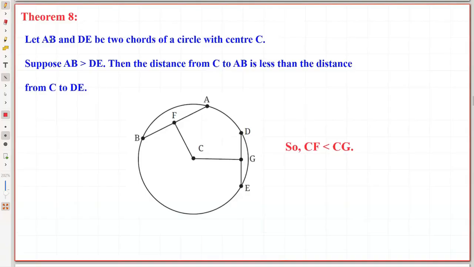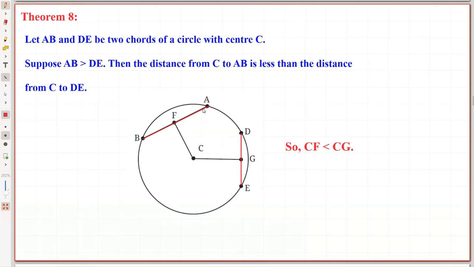Theorem number 8. Let AB and DE be two chords of the circle with center C. Here AB is one chord and CD is another chord, but they are not of equal length. By seeing this, you can understand that AB is larger than CD.